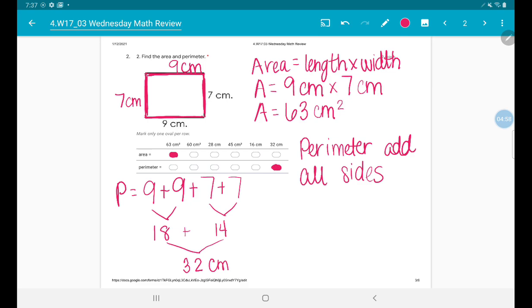And perimeter, remember, is just in regular units, not square units, because I'm measuring the line or the distance around. Area is measuring the number of squares inside. Perimeter is measuring the distance around the outside.